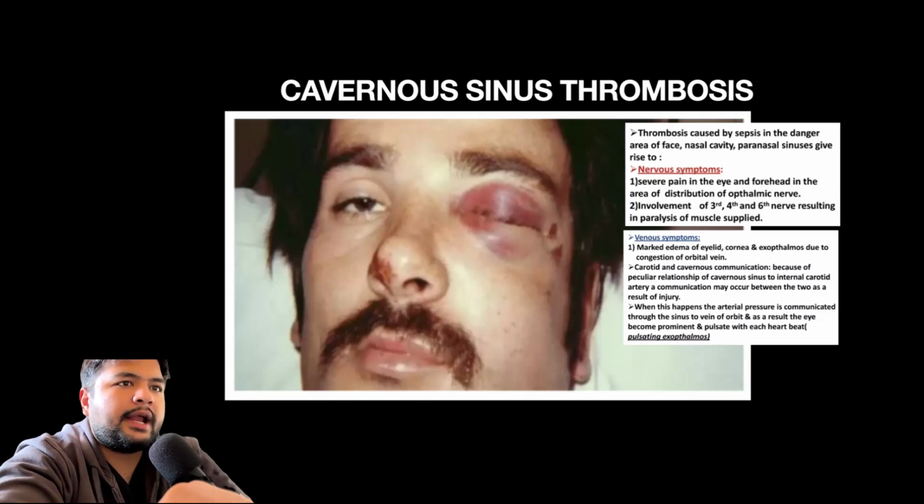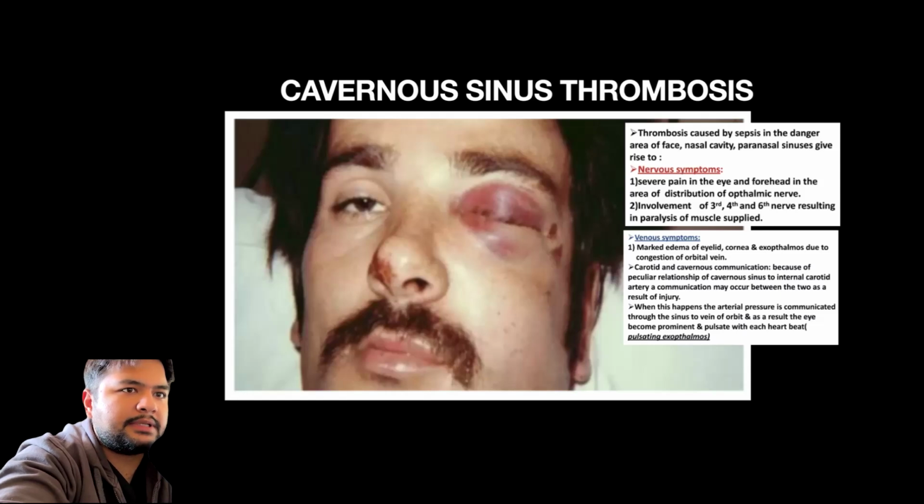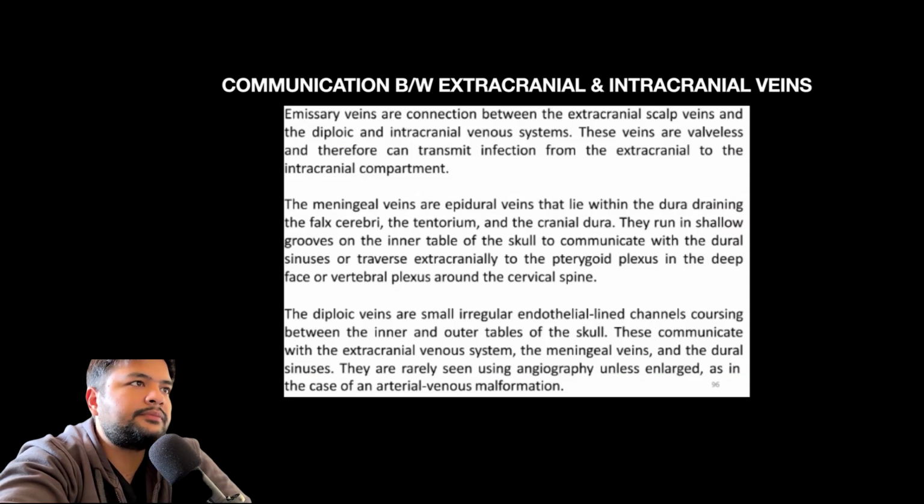vein. Carotid and cavernous communication occurs because of the peculiar relationship of the cavernous sinus to the internal carotid artery. A communication may occur between the two as a result of injury. When this happens, the arterial pressure is communicated through the sinus to the vein of the orbit, and as a result, the eye becomes prominent and pulsates with each heartbeat, known as pulsating exophthalmos.